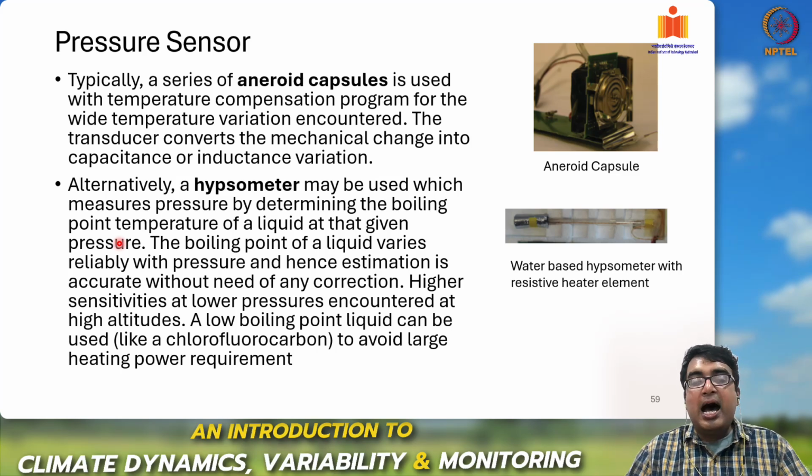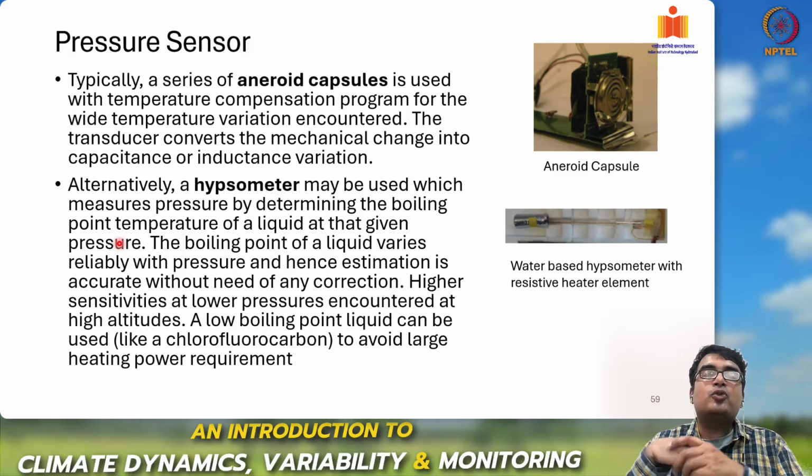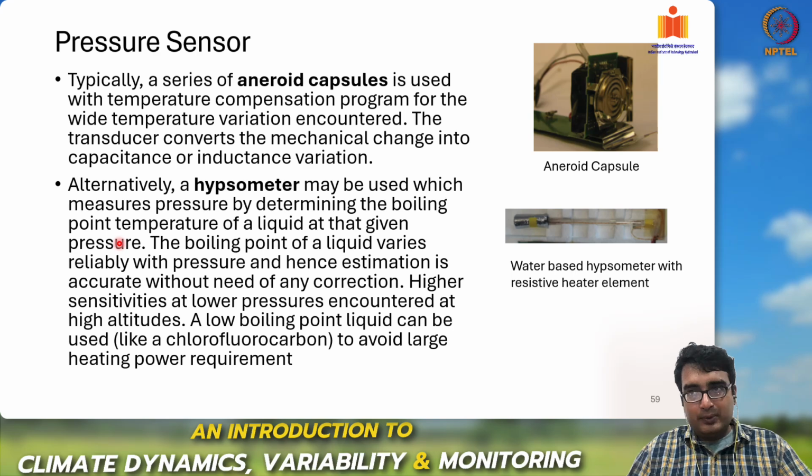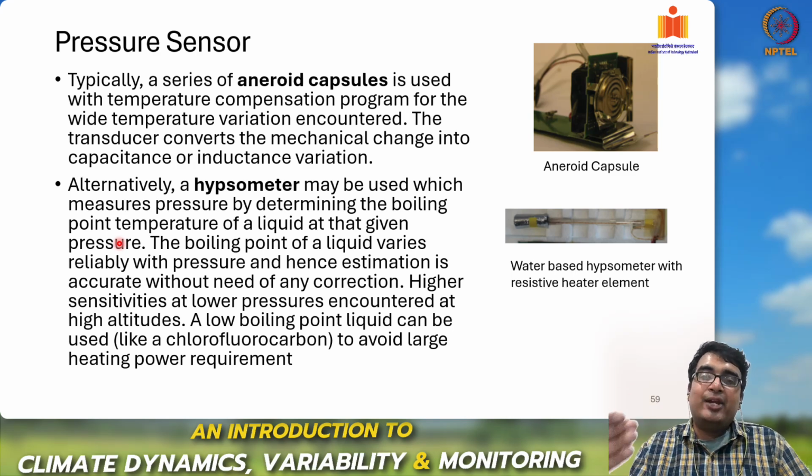So, you can estimate the pressure based on the PT diagram of phase change for this liquid without needing any correction. Higher sensitivities at lower pressures are encountered at high altitudes. So, this is especially useful at high altitudes where pressure fall off is quite high, because you are getting better sensitivities there. This hypsometer becomes more and more sensitive and better estimates the pressure as the pressure falls to low values compared to near 1 atmosphere. Unlike an aneroid capsule which has a problem with sensitivity at low pressures, a hypsometer is better at measuring changes when the pressure is already quite low, so high altitude sensing.